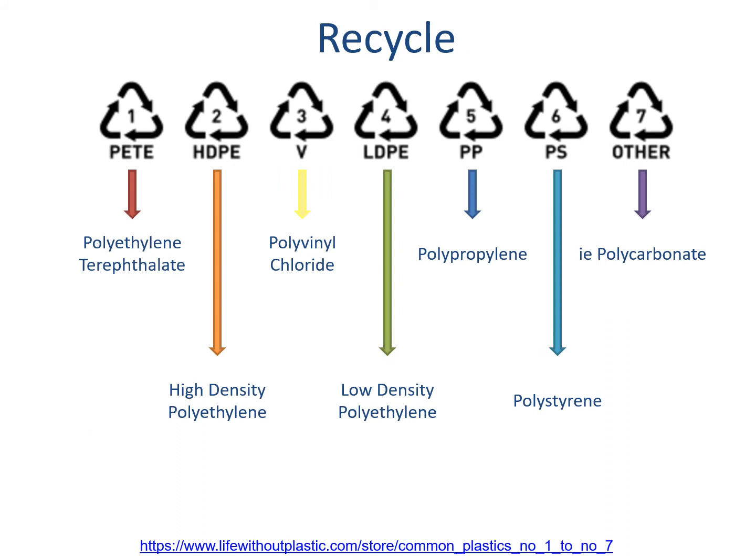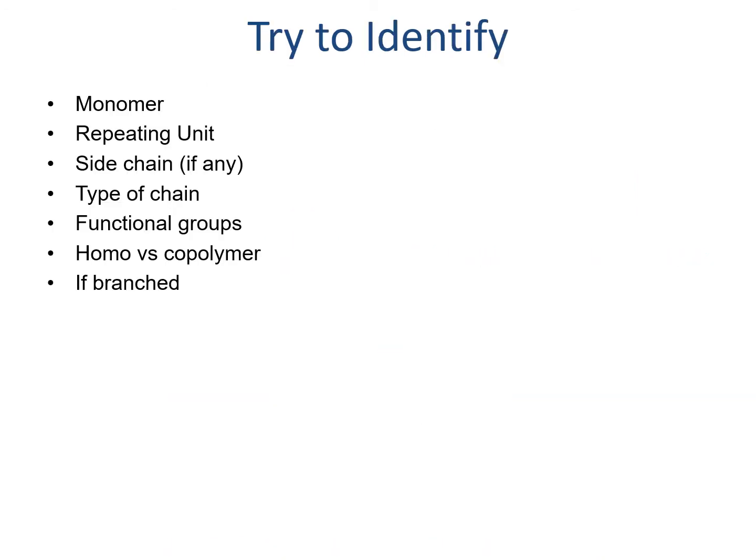Many of our plastics can be created by radical mechanisms, particularly most of the alkene-based plastics, polyolefins, that we talked about in Chapter 11, which correspond to plastics 2 through 6. The following slides are a super brief overview of plastics 1 through 7. In each of the following cases, see if you can identify the monomer, the repeating unit, and the side chain, the type of chain, the presence of functional groups in the main chain or the side chain, and whether a homopolymer or copolymer, and finally, if branched.